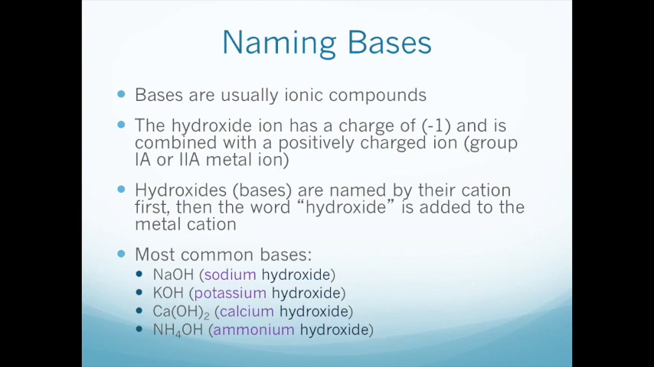The hydroxide ion obviously has a charge of -1, and these bases are named according to the cation that they are composed of, followed by the word hydroxide. So, for instance, sodium hydroxide is NaOH, potassium hydroxide is KOH, calcium hydroxide is Ca(OH)2, and ammonium hydroxide is NH4OH.